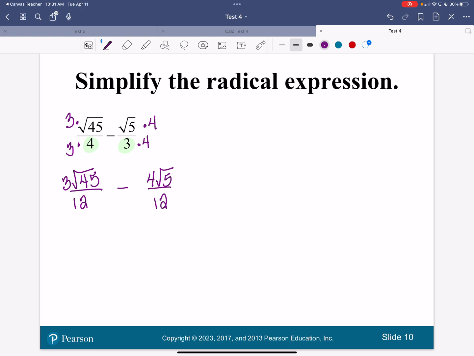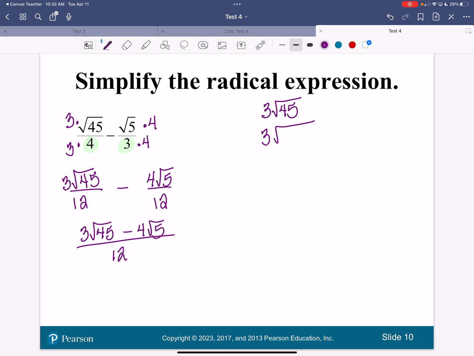Okay, so now I've got 3 on the square root of 45 minus 4 on the square root of 5 over 12. These are not like terms. I cannot simplify them yet. Can I simplify this right here? I can. So I've got 3 on the square root of 45.